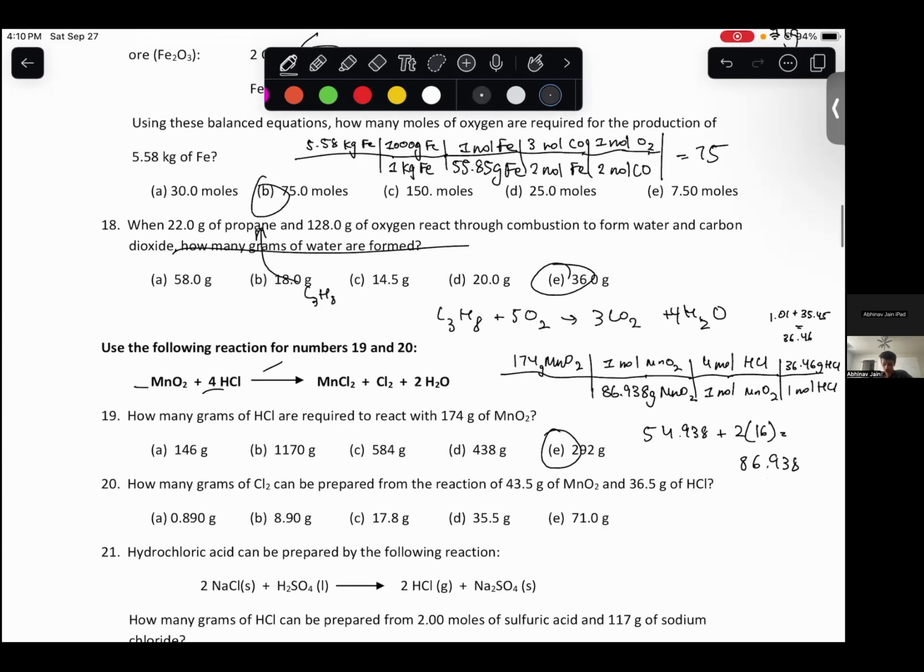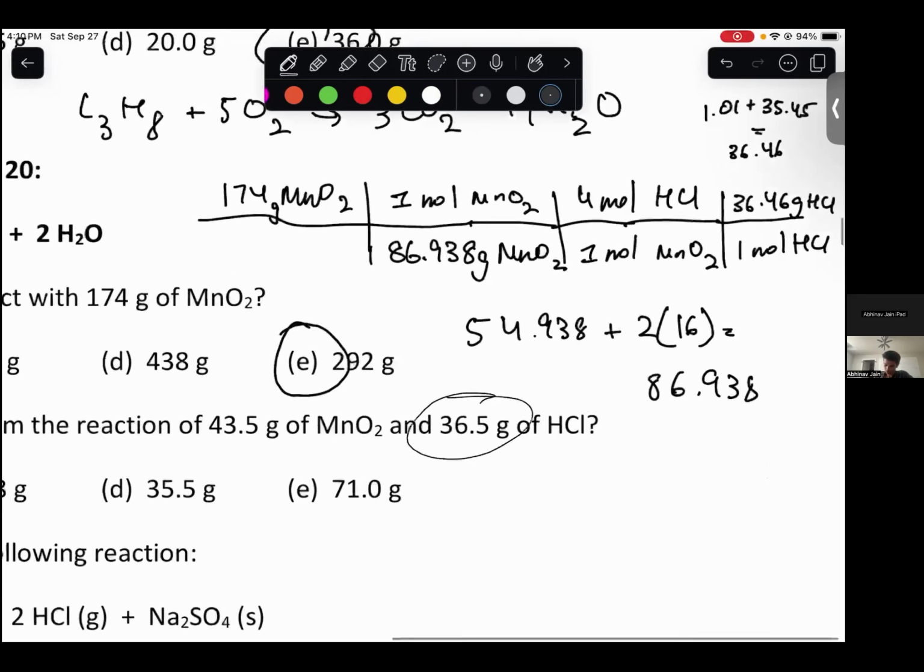And then number 20, it says how many grams of CO2 can be prepared from the reaction of 43.5 grams of MnO2 and 36.5 grams of HCl. We know that 36.5 grams of HCl is basically 36.46, so we essentially have 1 mole HCl. And then for 43.5 grams of MnO2, we can just eyeball this from the molar mass of MnO2 and say this is half a mole of MnO2. So 0.5 moles MnO2.